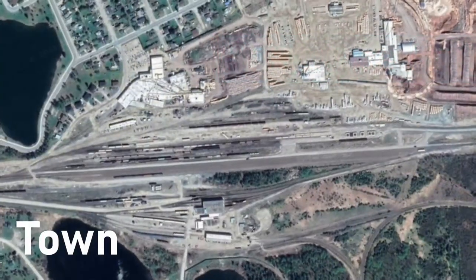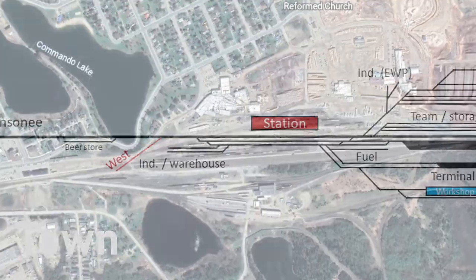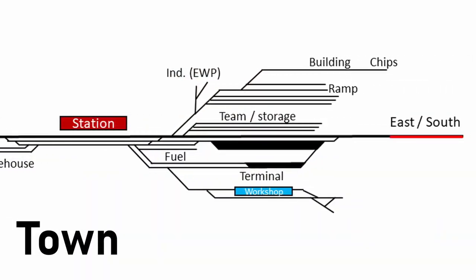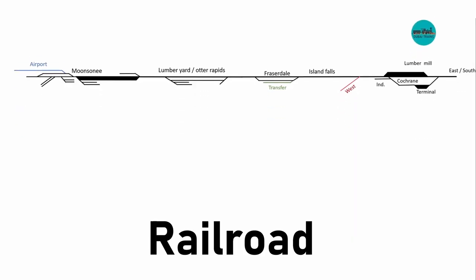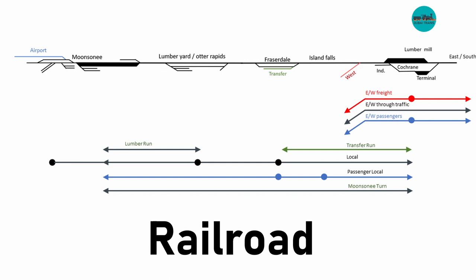In the first video, we dissected the town of Cochrane. We reviewed all the elements and allocated all the tracks. And in part 2, we started to fill in the branch line, what towns, industries, and cities are there, and we started to look at traffic patterns to generate some traffic.